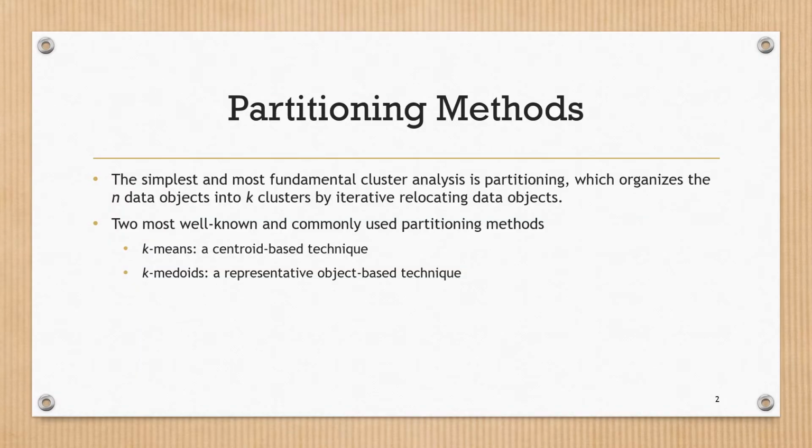The simplest and most fundamental version of cluster analysis is partitioning, which organizes n objects into k exclusive groups or clusters by iteratively relocating data objects. Two commonly and widely used partitioning methods are k-means and k-medoids, where k-means uses a centroid-based technique, while k-medoids uses a representative object-based technique.